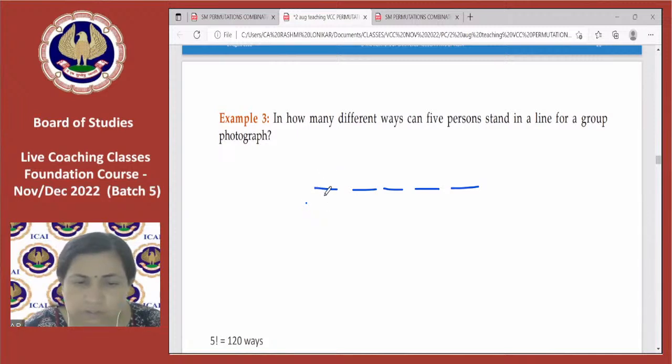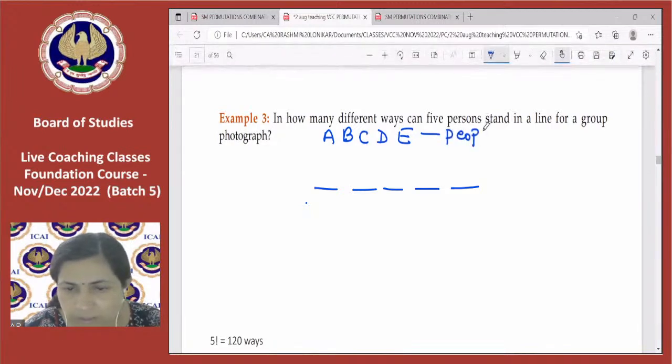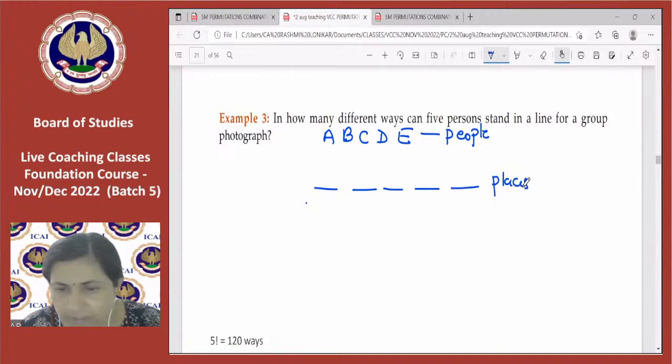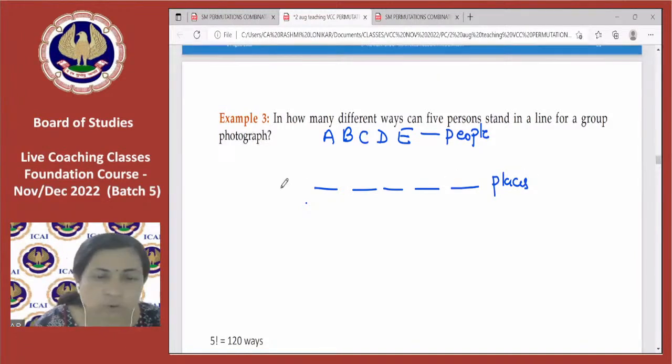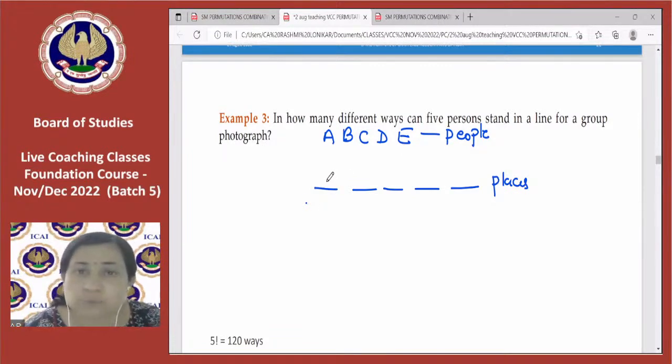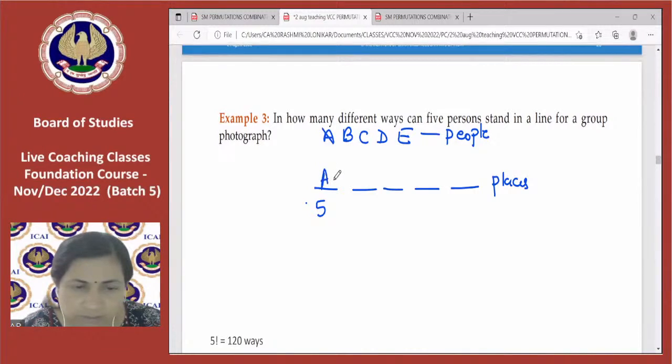So in this first place, suppose the people are A, B, C, D, E. These are the 5 people, and these are the places, because I want them to stand in a photograph. So how many people are available for this position? All 5 are available. So I have 5 people who are available to stand in position 1. Now one person will stand over here. Suppose I ask A to stand over here. So A is standing in position 1.